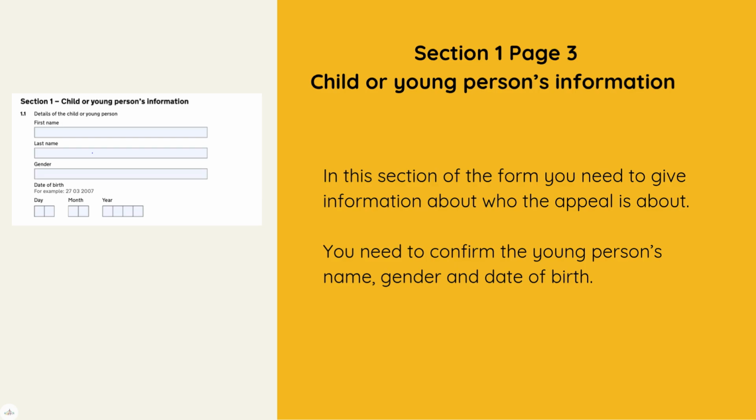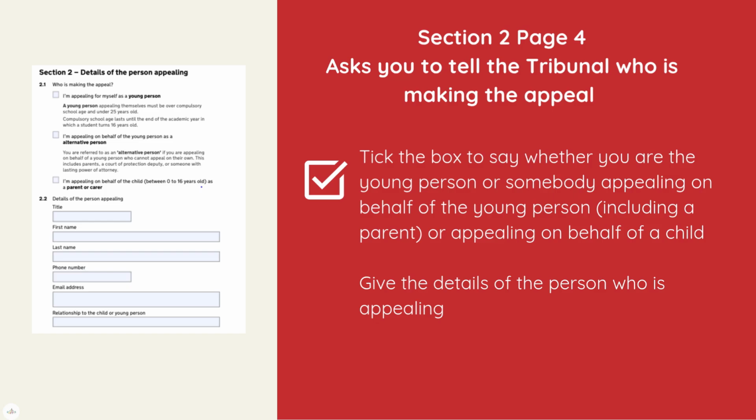Section 1, page 3, Child or Young Person's Information. In this section of the form, you need to give information about who the appeal is about. You need to confirm the young person's name, gender and date of birth. Section 2, page 4, asks you to tell the Tribunal who is making the appeal. Tick the box to say whether you are the young person or somebody appealing on behalf of the young person, including a parent, or appealing on behalf of a child. Give the details of the person who is appealing.